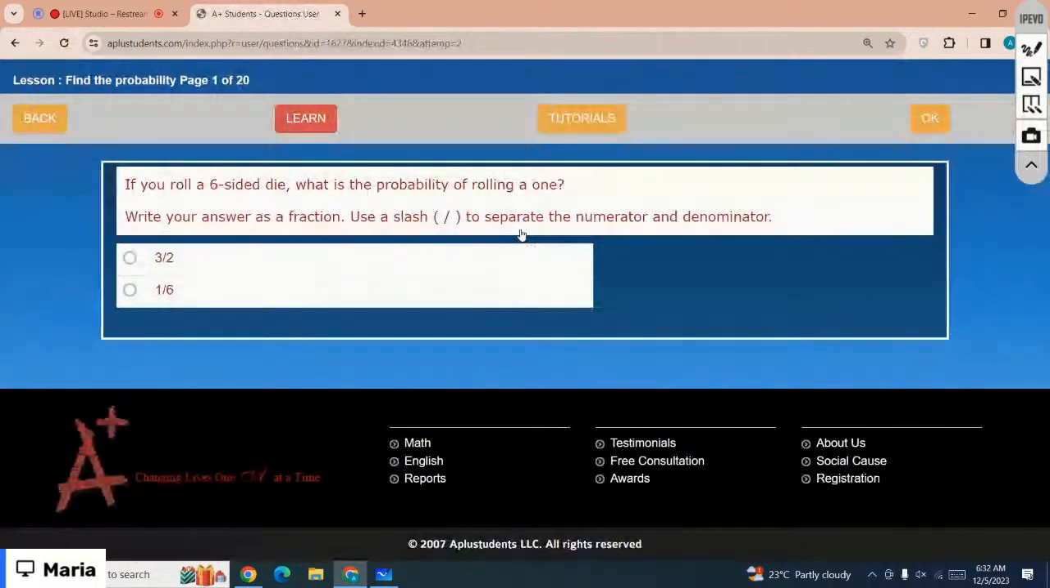If you roll a six-sided die, what is the probability of rolling a one? Which is the correct option?